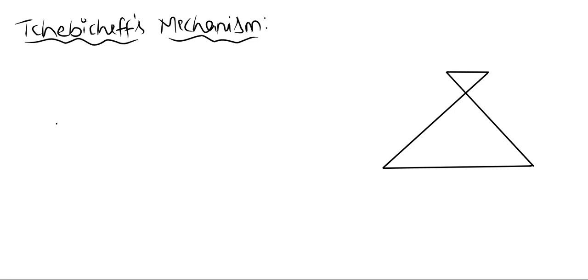So already we had discussed that this Chebyshev's mechanism is an inversion of the 4-bar mechanism. Here is the diagram for Chebyshev's mechanism. We are considering a 4-bar mechanism in which there are two crossed links. So this mechanism diagram should consist of two crossed links.